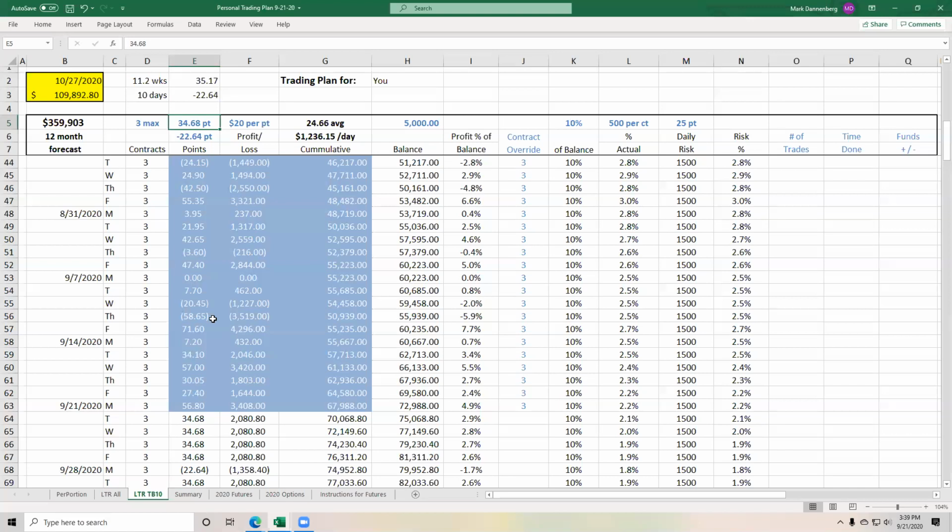Because when I plug everything into my trading plan and I look at my averages, I am going to be able to hit the income that I desire. I'm speaking on behalf of you. You can look at your trading plan and know that you can hit the income you desire. So I'm going to base my future forecast as of right now on 35.17 points for my winning days and on 22.64 points on my losing days.